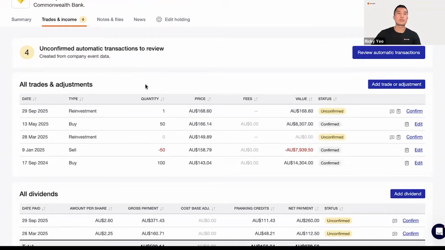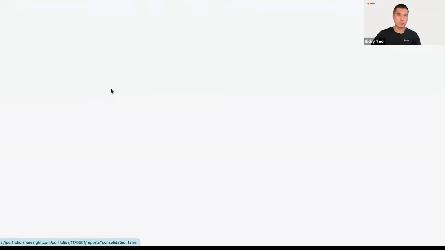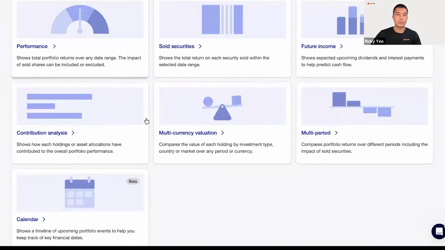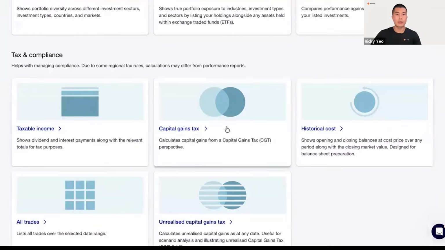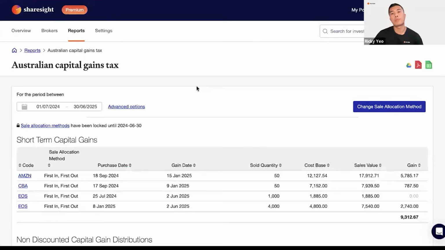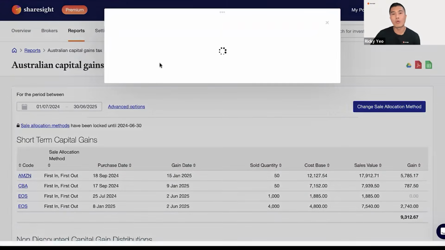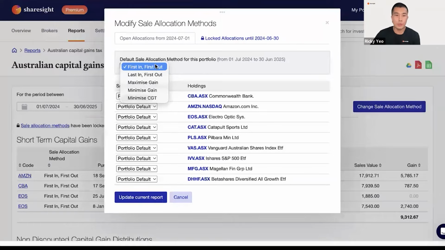Okay, so this one is for CGT methods. So what methods are there? For the CGT report, the sales allocation method, right now there's only 5 options. It's first in, first out, last in, first out. I think those two are pretty straightforward. First in, first out, just picking the first parcels. Last in, first out, if you have multiple buys, you take it from the last parcel to begin with. Maximize gain.